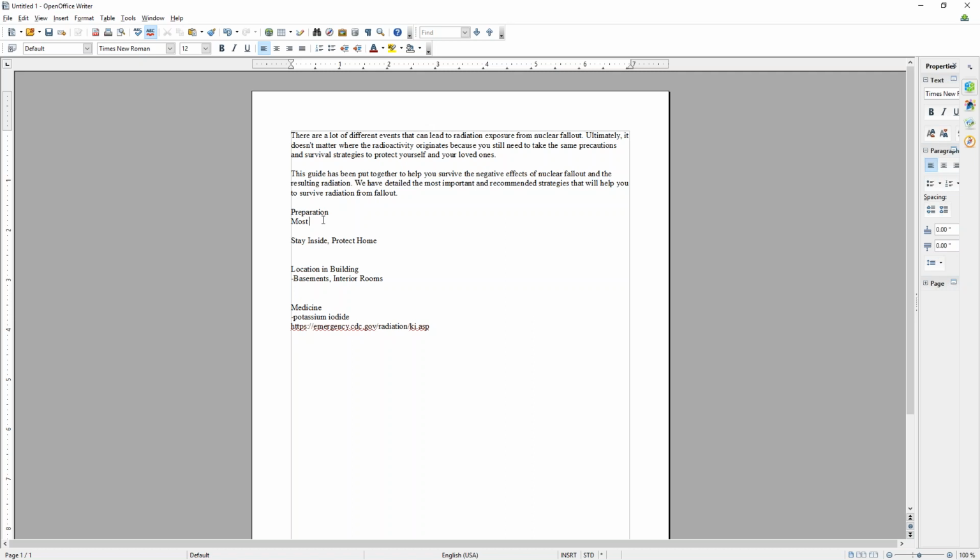Unless you're planning for this ahead of time, there's really probably not too much you can do. It's not like you're going to be able to say, hey, a fallout cloud is heading in my direction. Let me go down to the store and buy a bunch of supplies for it. It's probably going to be too late by that time. So preparation would be probably the most important survival strategy of them all.